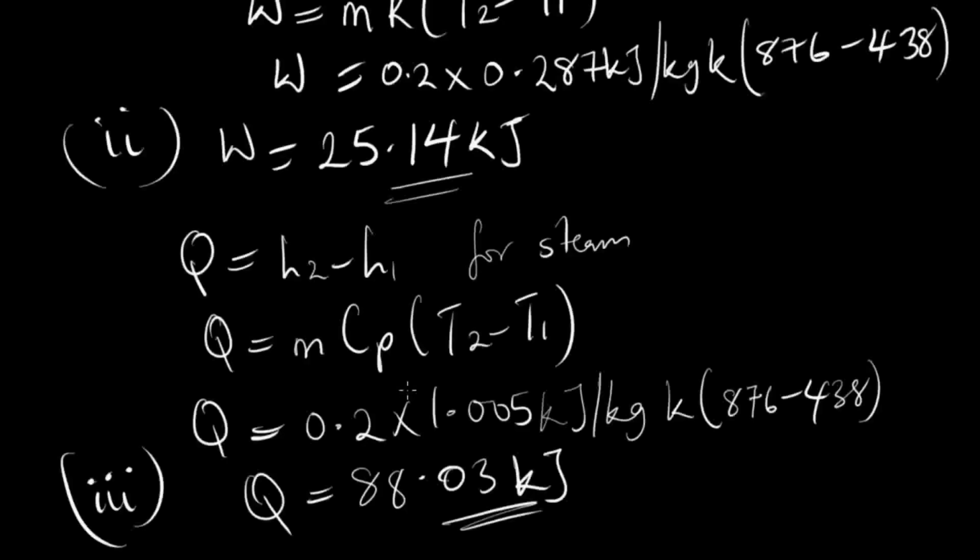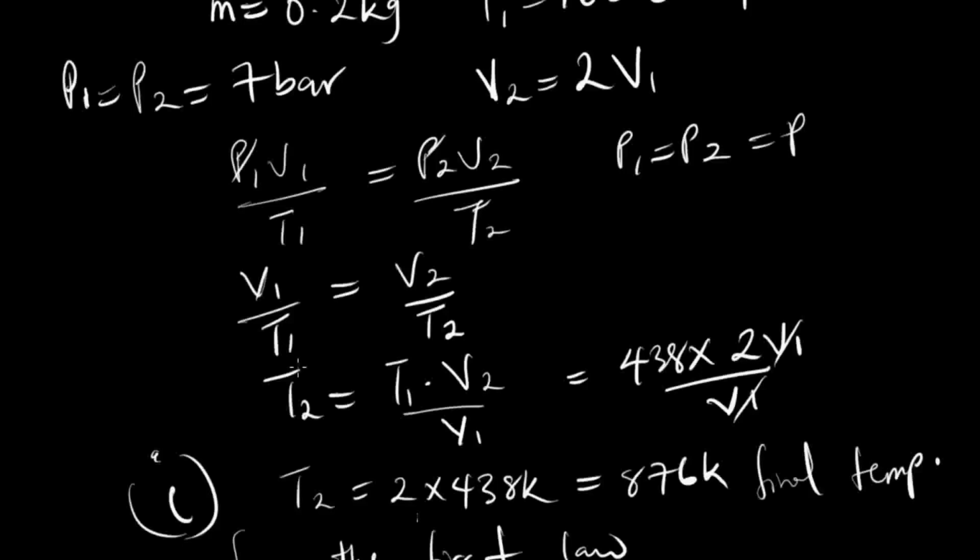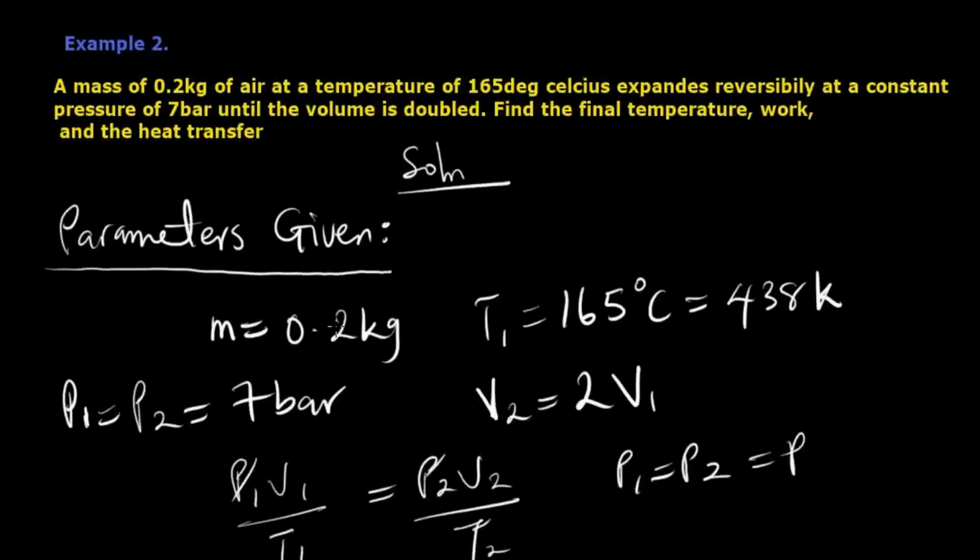So having said this, we have come to the end of this particular episode called the non-flow process at constant pressure, or the constant pressure process, which is also known as the isobaric process. Stay tuned. In the next video, we'll be talking about the isothermal process, which is the constant temperature process.